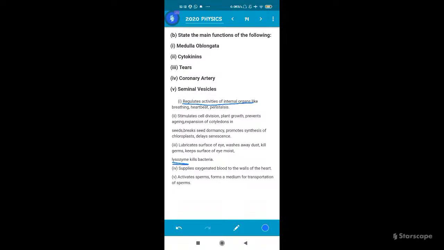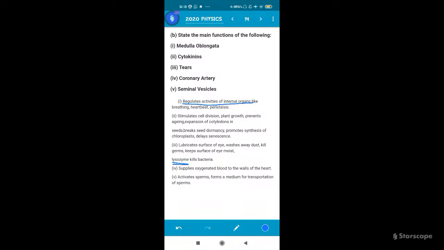Next is the seminal vesicle. It is a part of the male reproductive tract. So it activates the sperms and it forms a medium for the transportation of sperms. You have been given the function of the 3 types of accessory glands: seminal vesicles, then you have the prostate gland, and you also have the bulbourethral gland. So each of their functions are very important. You should remember, because questions might come like what are the 3 accessory glands in human males, and what are their functions. So in case of seminal vesicle, it produces a secretion which will help in the transportation of sperms. Okay, so these are the functions of the questions which have been asked to us. I hope it is clear to you.